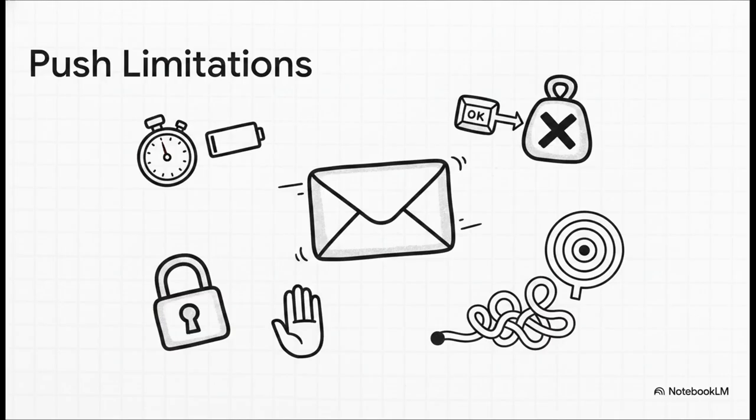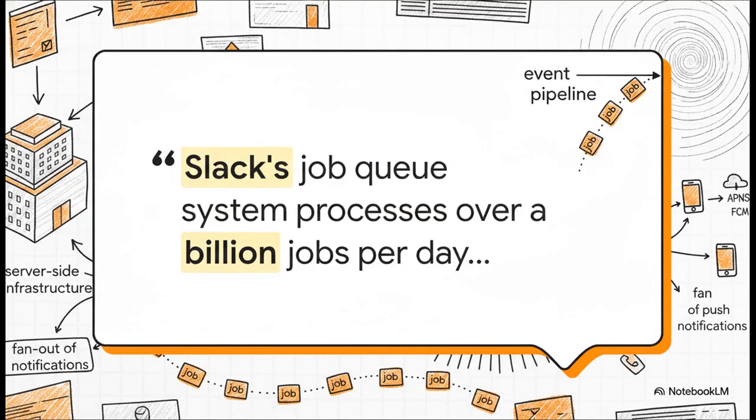You definitely can't send megabytes of data through APNs. Third, users can simply deny permissions or opt out, completely severing this communication channel. And fourth, if you want a notification to open a specific screen in your app, you have to implement complex deep linking via URL schemes, and that can be incredibly tricky to restore if the app wasn't already running in the background.